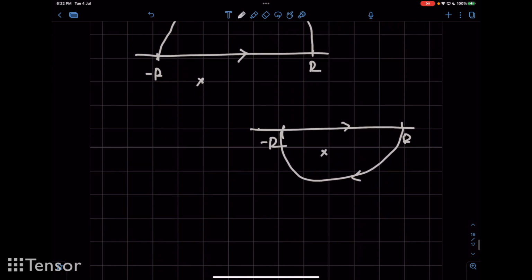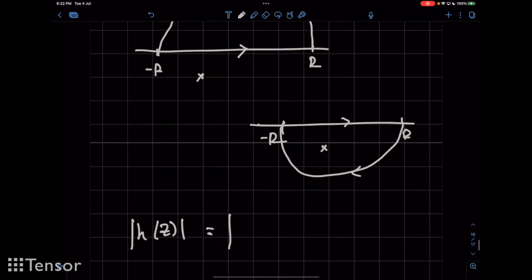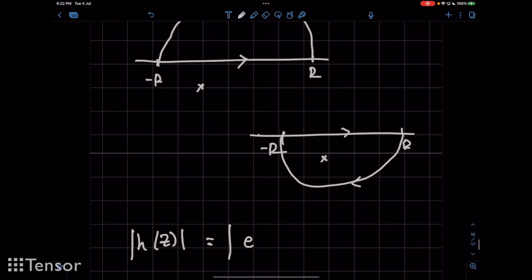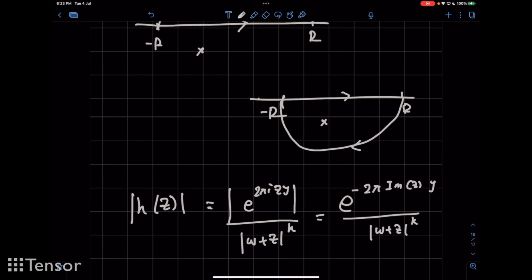Also, the absolute value of h of z is equal to the absolute value of e to the 2 pi i zy divided by the absolute value of w plus z to the power k, right? And this is equal to e to the negative 2 pi times the imaginary part of z times y, divided by the absolute value of w plus z to the k, right?